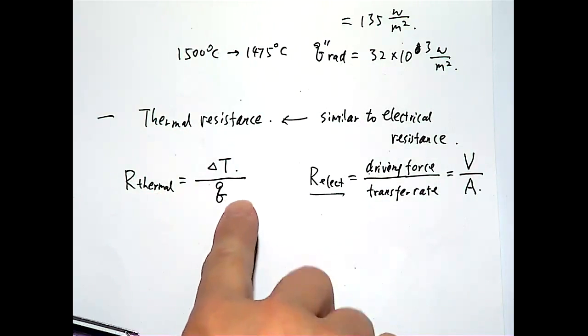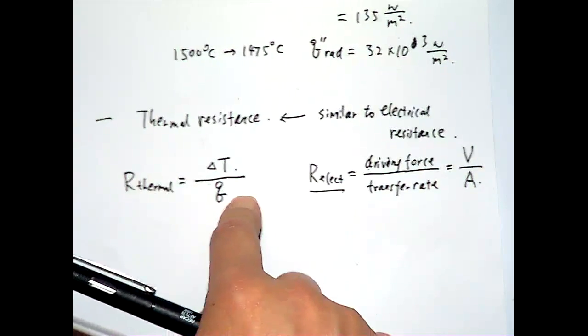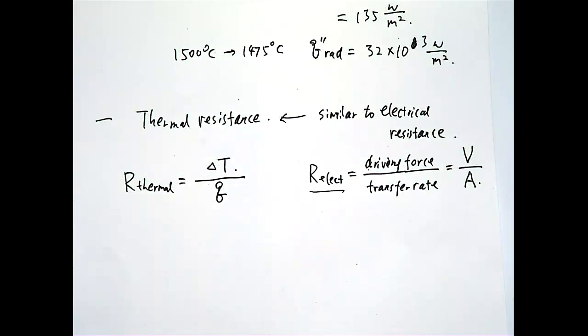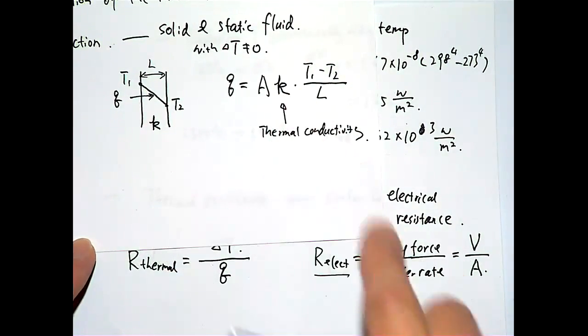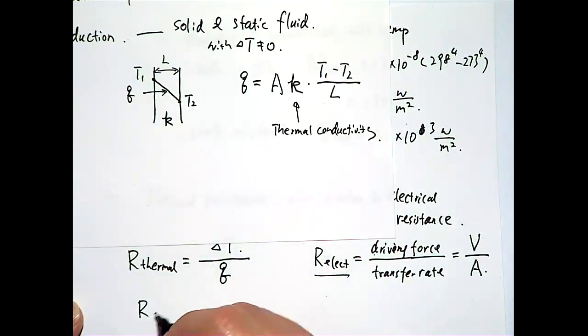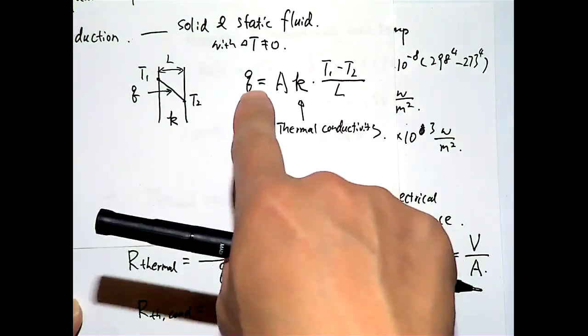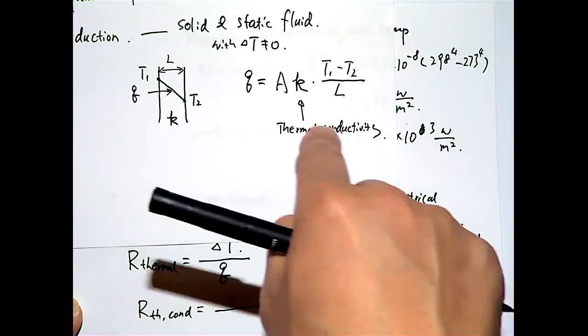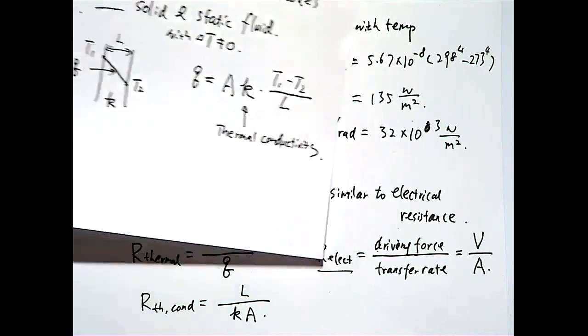So with that, you can calculate the thermal resistance for each heat transfer mode using the rate equation we derived just now. If you're looking at the conduction, we can write the resistance for conduction. This is the driving force divided by the Q. So that would equal L divided by kA. That's for the conduction.